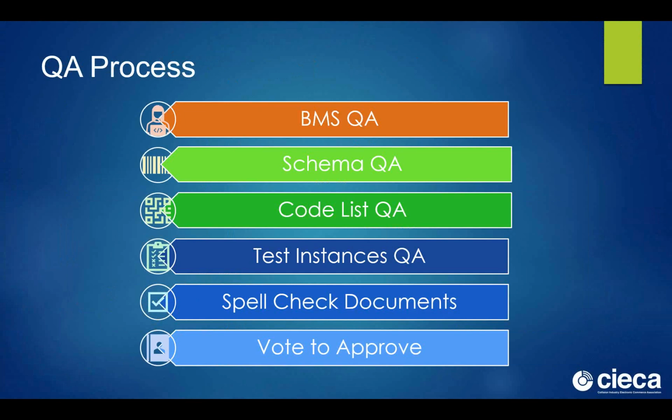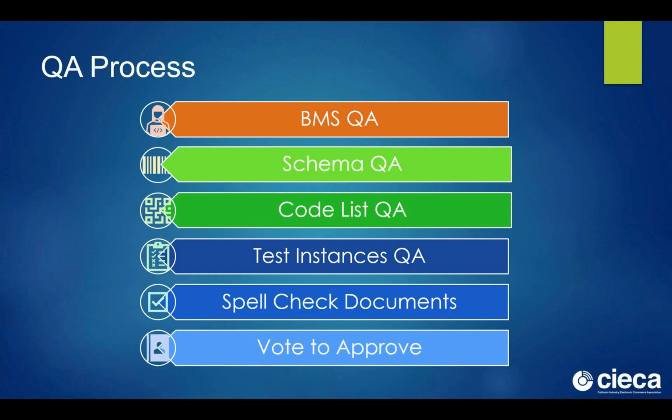Then we have our code list QA, just to verify our spelling and make sure that we follow any architectural guidelines that we have in our code list. After that, we make sure that we have test instances that validate all of the BMS schema and code list changes. We have a spell check process to make sure, as you all know, in XML, all of our tags are scrunched together in one word. So we make sure all the words are individually spelled correctly with this spell check process.